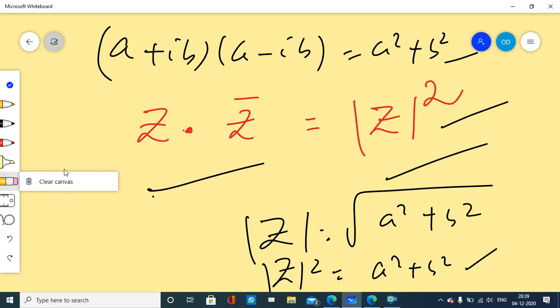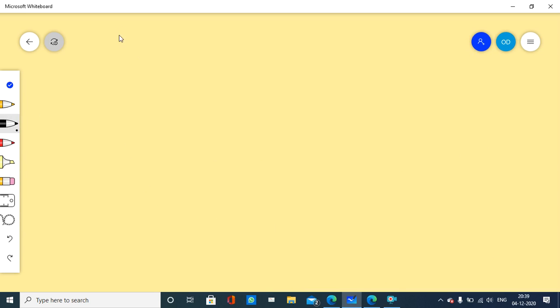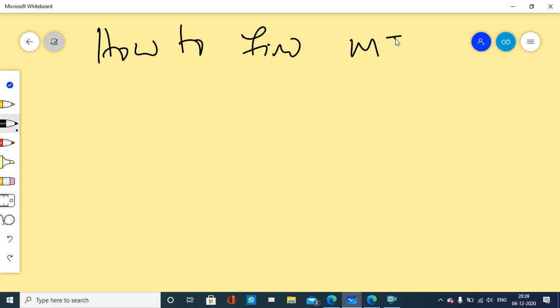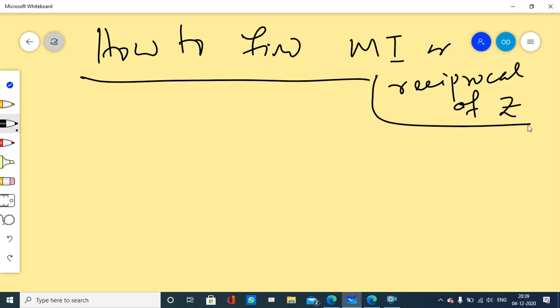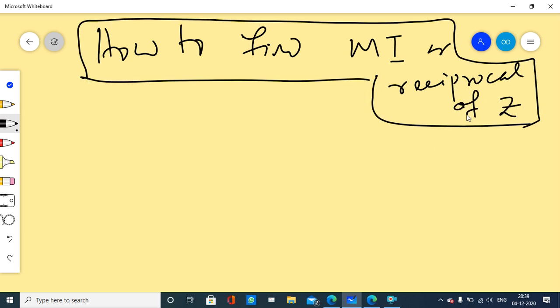Now, how to find the multiplicative inverse. I am writing mi. Mi means multiplicative inverse, or reciprocal of Z. I give you a complex number and ask you to find its multiplicative inverse or its reciprocal. How do you do it?